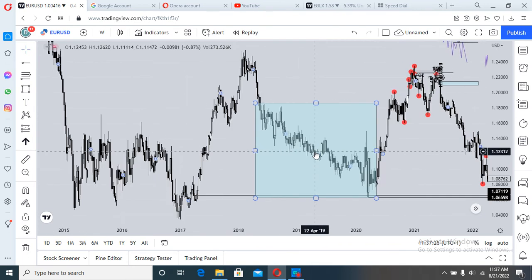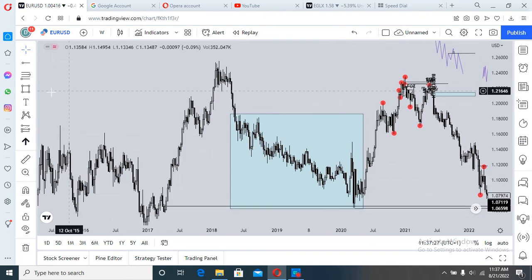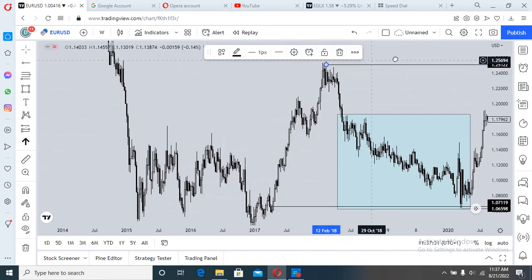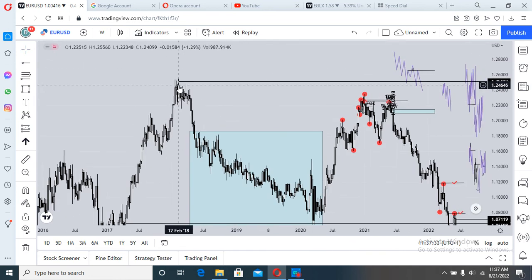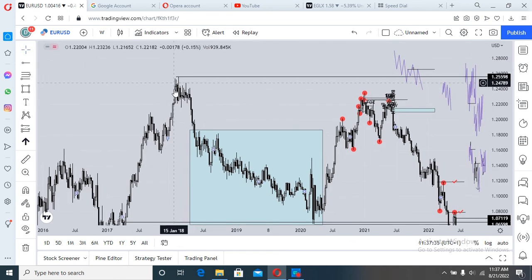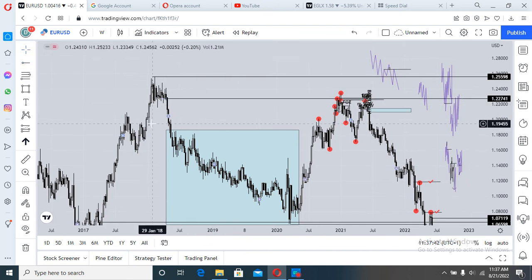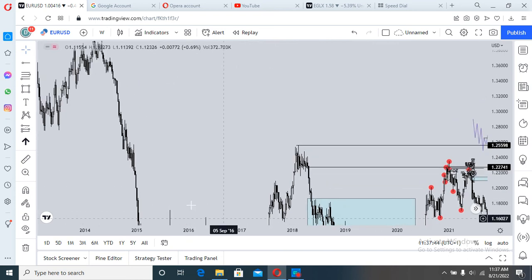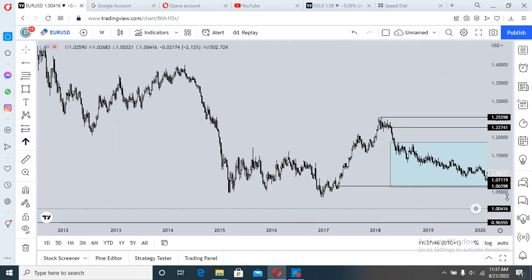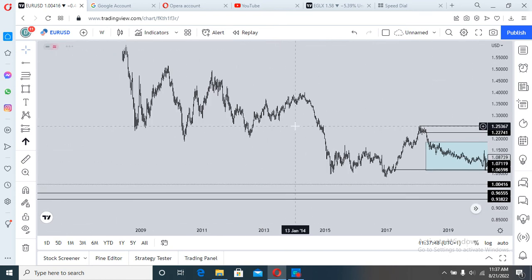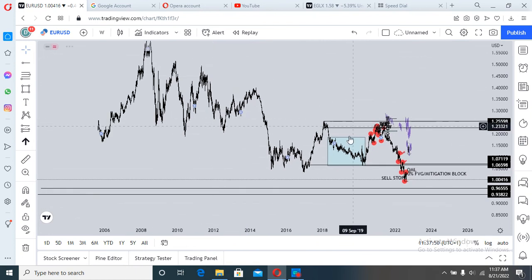But it failed to do what? To take out this high. It failed to take out this high. So it has changed direction to be what? Bearish, and also it was an area of supply it tapped into right there. So you can see the market was bearish from here. You can see the market bearish from here.